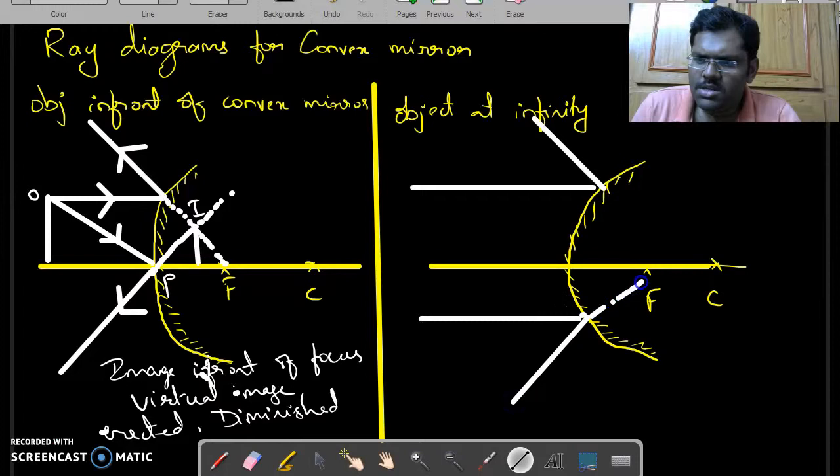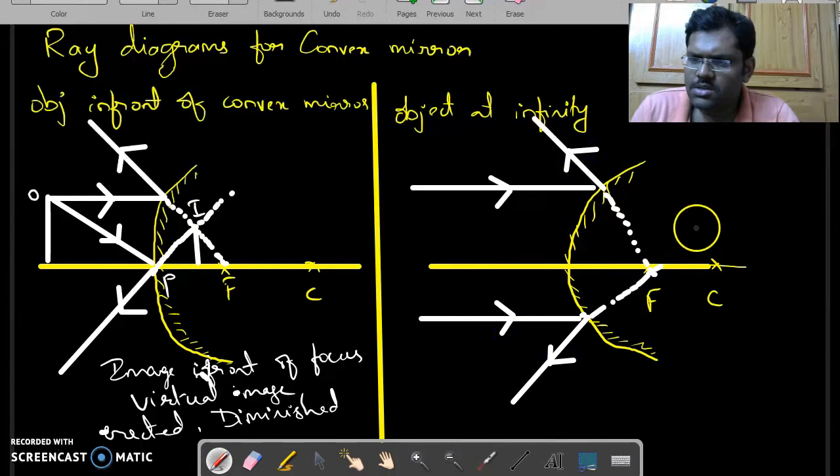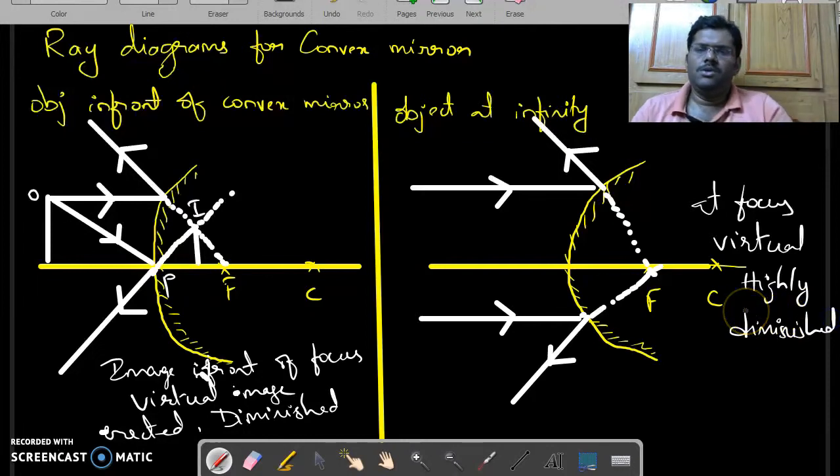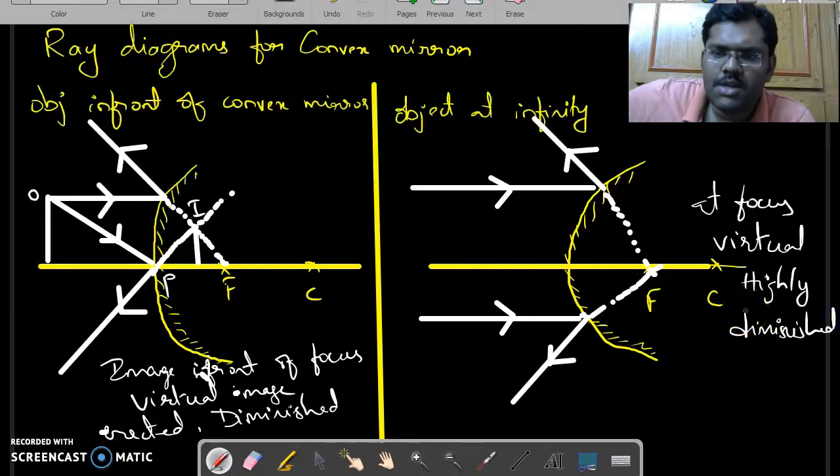As these diverging rays appear to come from the focus, the image we get here is a virtual image which appears at the focus. So here we get the image at focus, virtual, and the size is highly diminished. So these are the ray diagrams for the convex mirrors.